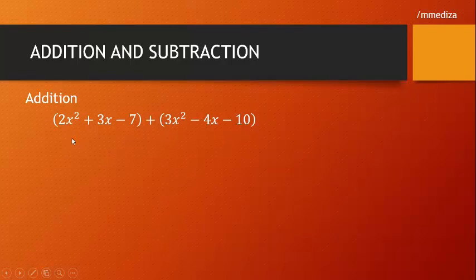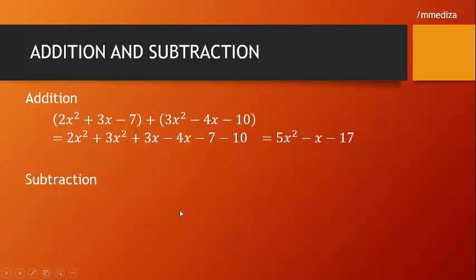First, we are going to combine like terms. Like terms are those with similar variable and exponent. So that will be 2x squared plus 3x squared plus 3x minus 4x minus 7 minus 10. Now, do the operation to these similar terms. So we have 5x squared minus 7 minus 17.